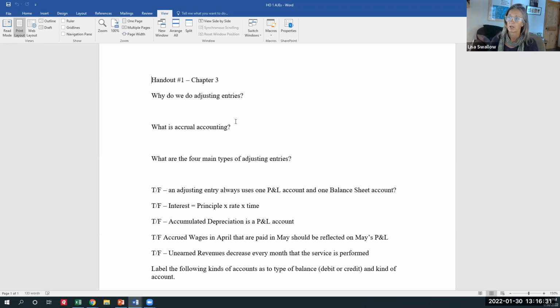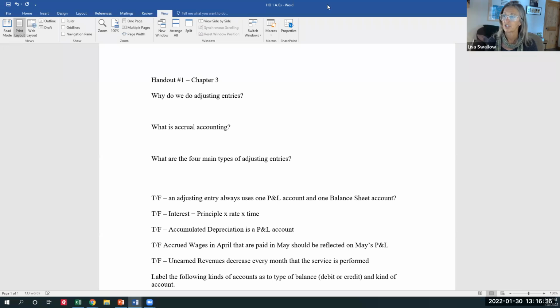Whenever we close our books, that's when we have to make sure everything is complying with accrual accounting. All right, what are the four main types of adjusting journal entries? Well, the first, and I'm just going to do them in the order that we talked about them before, is deferred, also known as unearned, same word, deferred and unearned revenues.